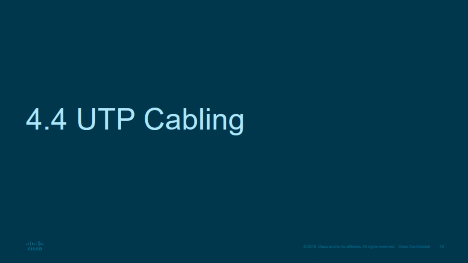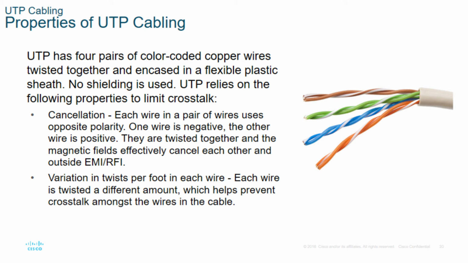Now UTP cabling. In the previous topic, you learned a bit about unshielded twisted pair, UTP copper cabling, because UTP cabling is the standard for use in LANs, local area networks. So this topic goes into detail about its advantages and limitations and what can be done to avoid the problems. When used as a networking medium, UTP cabling consists of four pairs of color-coded copper wires that have been twisted together and then encased in a flexible plastic sheath.